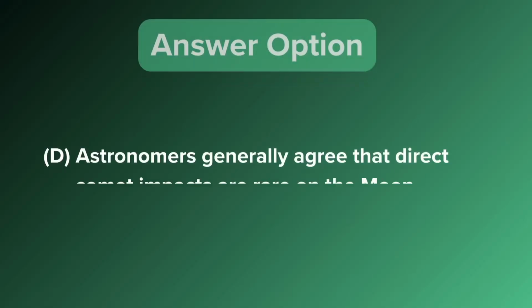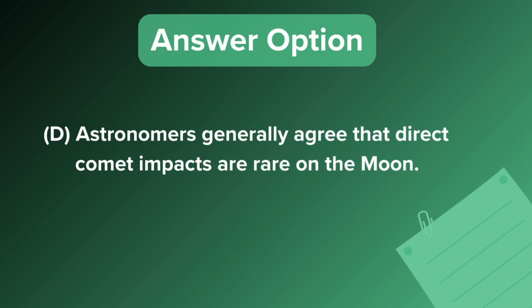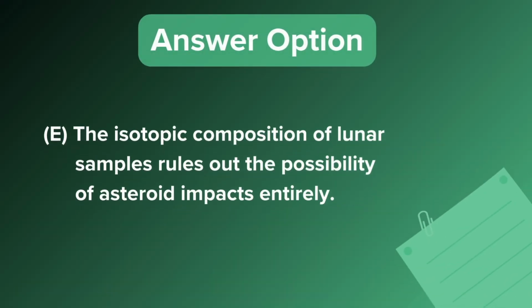Then I go down to D. Astronomers generally agree that direct comet impacts are rare on the moon. They never talked about whether they were rare or not versus the not direct ones, so I get rid of D. E, the isotopic composition of lunar samples rules out the possibility of asteroid impacts entirely. That word entirely just jumps out at me. That is an extreme word. It means basically impossible or never. And that's the kind of language that you know right away is a red flag on the GRE. Get rid of E, and there you have it.